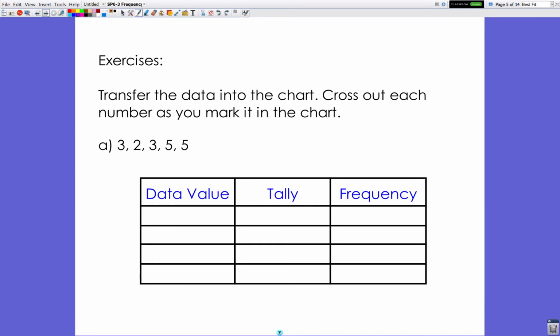Now it's your turn. Pause the video and give it a try. When your data table is filled out, play the video and see if it's correct.